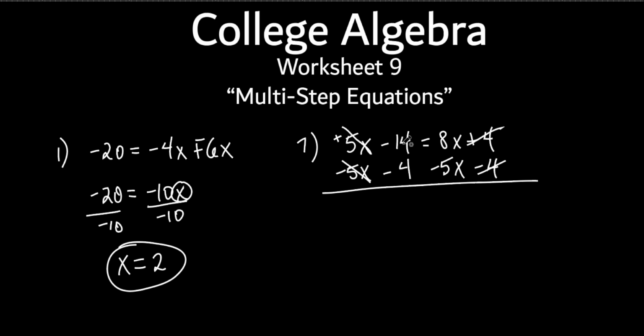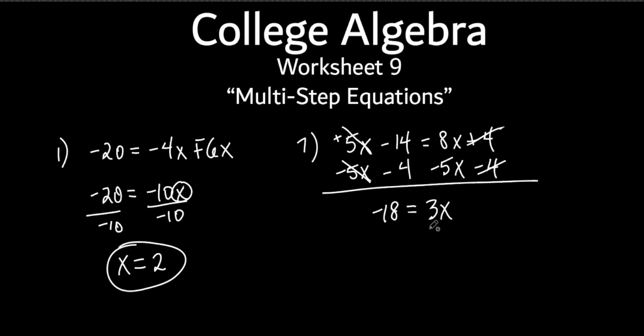Let's bring everything down. Negative 14 minus 4. We've done this several times today. It's negative 18. Equals 8x minus 5x. It's 3x. Don't forget to bring the equal sign down. For some reason, people forget to do that, and they just put 2 numbers next to each other. I don't know what we're thinking. But we got to bring the equal sign down.